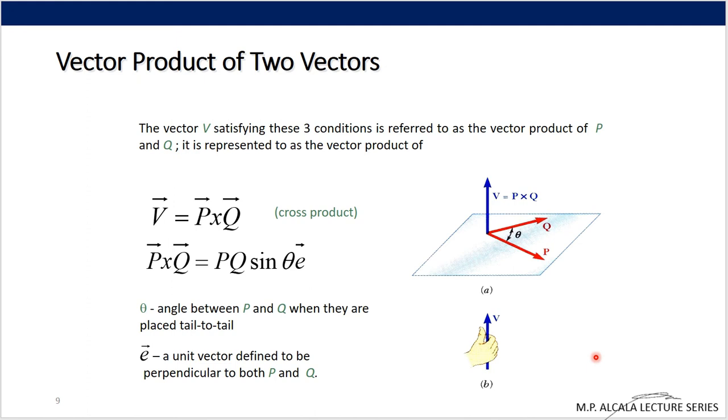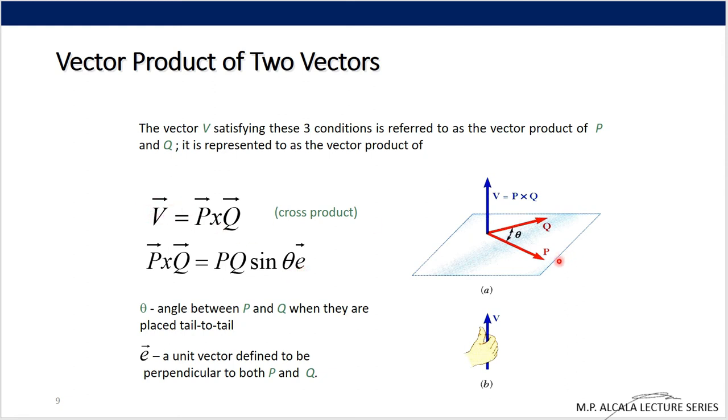Some other characteristics that we need to identify. PQ sine theta multiplied by the unit vector, which we introduced in the last lecture. The magnitude multiplied by the unit vector is simply the vector itself. So the magnitude of vector V, which is PQ sine theta, multiplied by its unit vector, is the whole vector V.